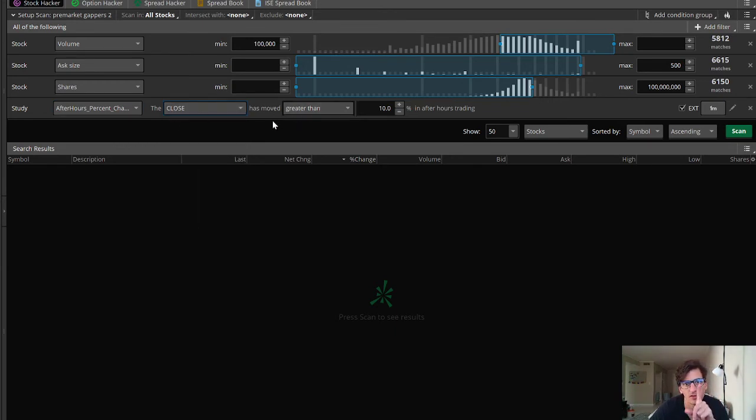I want to find stocks that have moved greater than 10%. Usually 10% is enough to weed out the stocks that are not really gapping up much, and leave the stocks that are gapping up over 10% that could have potential momentum, especially if it's a low float with high relative volume. Between the ask size, 0 and 20.